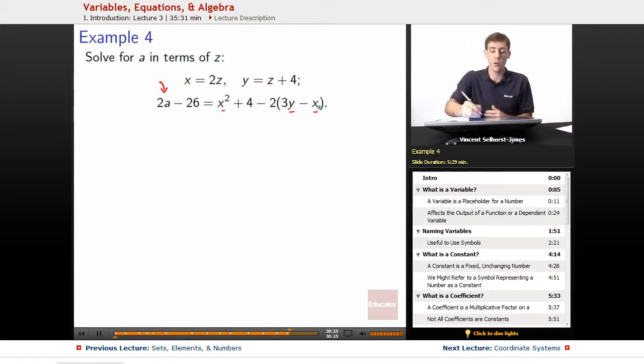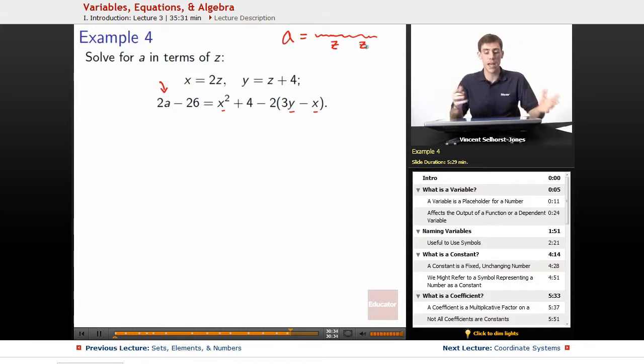So what that means is we want to get a equals blah, blah, blah, with z's. The z's are going to be inside of that stuff on the right side, and we're going to have a by its lonesome. That's what solve for a in terms of z means.